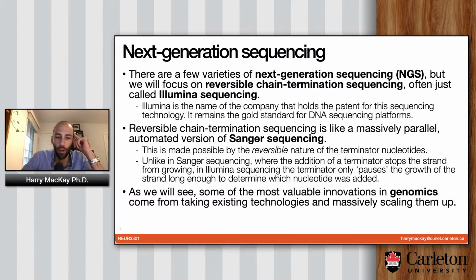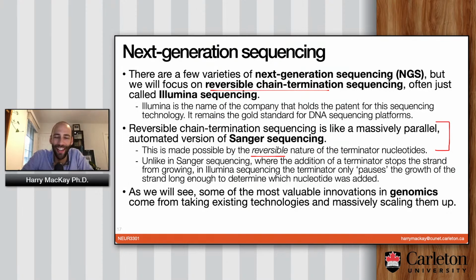It uses what's called reversible chain termination sequencing. So it uses the same idea of terminator nucleotides, but in this case, the termination is reversible. So you can have it stop the reaction and then reverse that and have it restart the reaction. It's sort of a massively parallel automated version of Sanger sequencing, made possible by the fact that the terminator nucleotides are reversible. So they can stop the reaction, and then you can start it back up when you're ready.